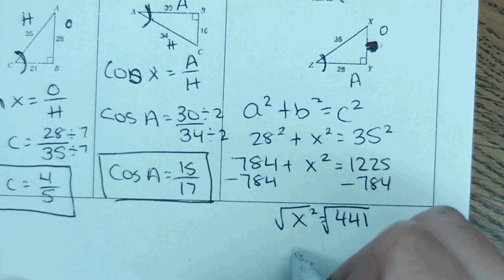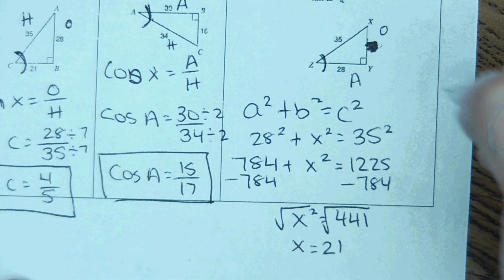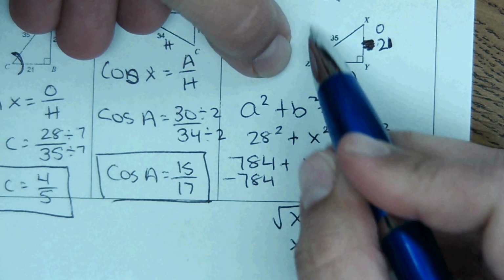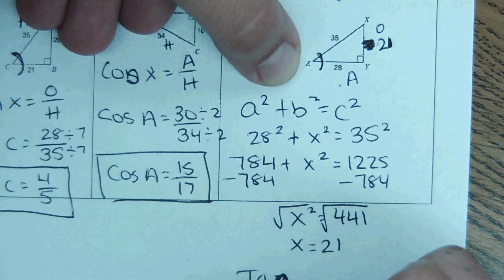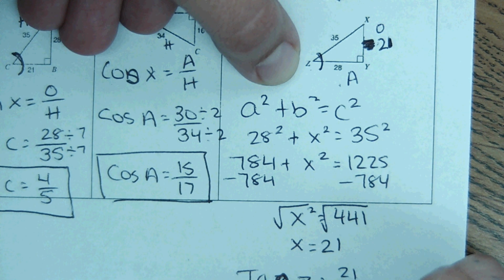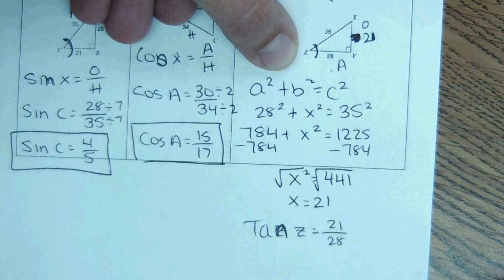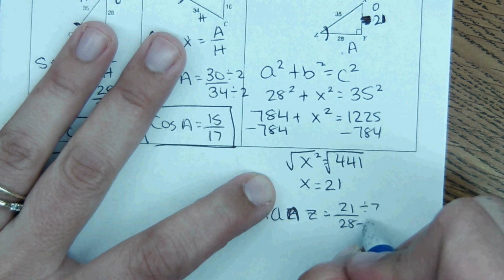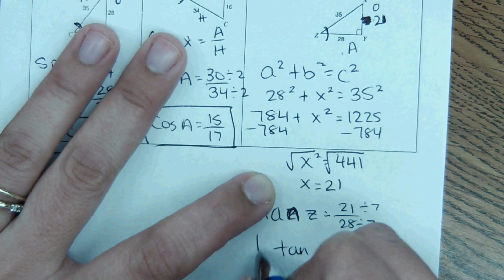Square root of both sides, and x equals 21. So you would solve for the length or the side that you need, so this would be 21. And then tan of z is opposite over adjacent, so tan of z is 21 over 28. And then simplify if you can. Tan of z is 3 over 4. And that's the answer.